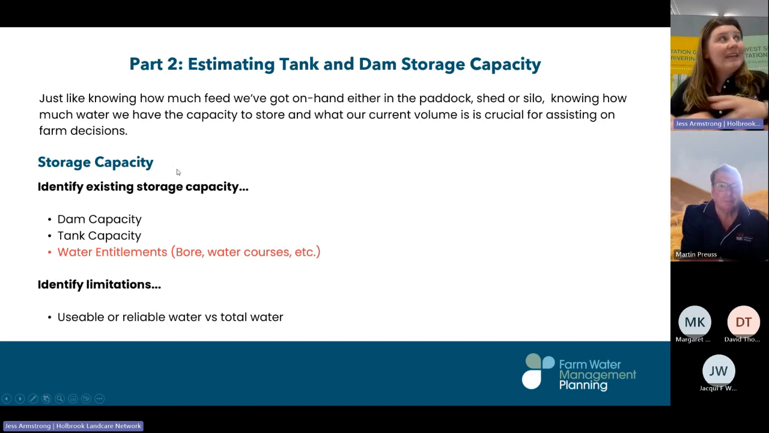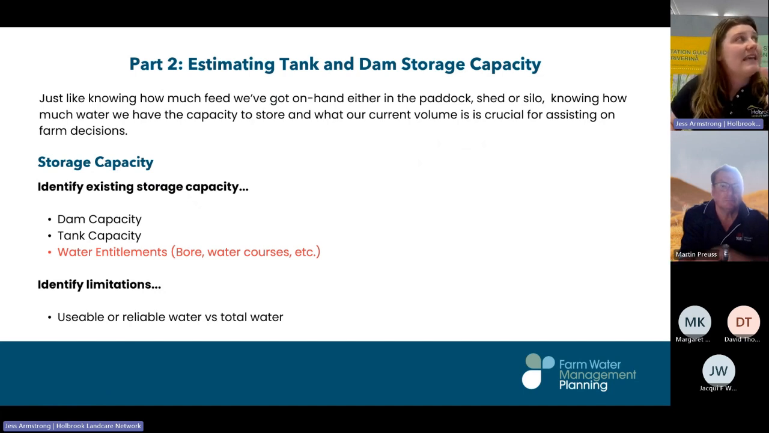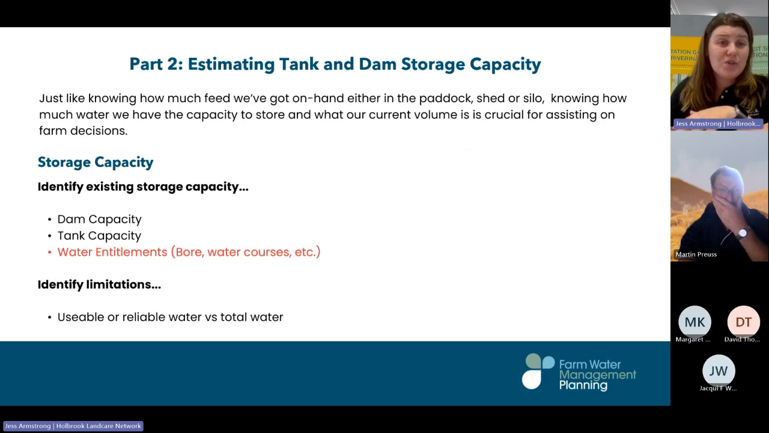So when we're looking at storage capacity, we're identifying the existing storage capacity. So our dams, our tanks, and you might also include water entitlements. I've highlighted that in red because I'm just going to get to that in a minute. The other thing is you're also going to identify your limitations. So usable or reliable water versus your total water.